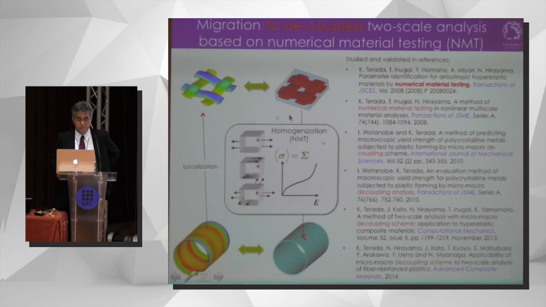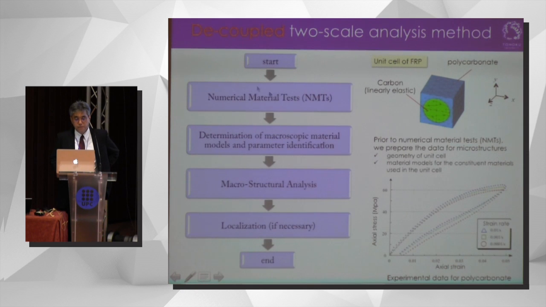In this method, I conduct the numerical material test before conducting the macroscopic analysis. This method has been studied and validated in these references. This flowchart shows the procedure of the decoupled two-scale analysis method. Here we have the unit cell of the fiber reinforced plastic type, which is composed of carbon fiber and also polycarbonate materials. And this unit cell is regarded as a numerical specimen in the numerical material test in order to characterize the macroscopic material behavior. Before conducting numerical material test, we have to prepare the data for the microstructure, such as unit cell geometry, and also material model for the constitutive material used in the unit cell.